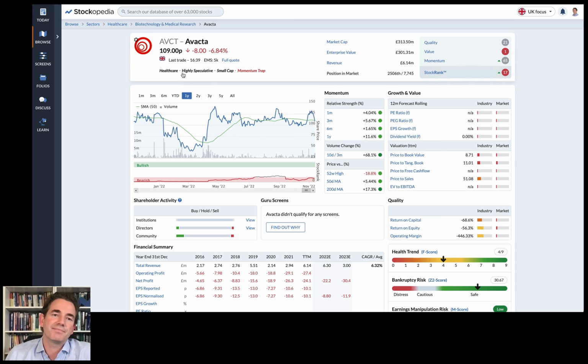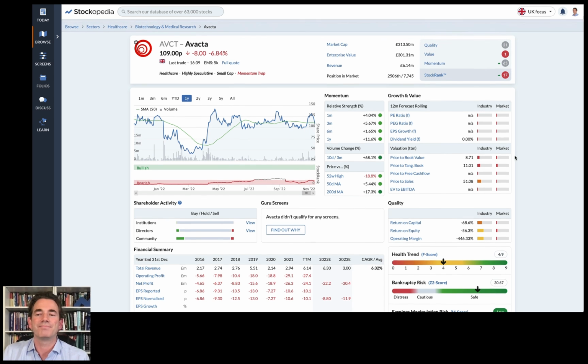Stock rank 17, highly speculative small cap momentum trap. You often find momentum traps. They have high momentum and are very popular with private investors. And as you can see, the community are buying it more than they're selling it. Momentum traps tend to be high on momentum, but they don't have the quality and they're very expensive. So it's just momentum going for it. This is amongst the 1% most expensive companies in the market, and the quality is in the lowest 20%.